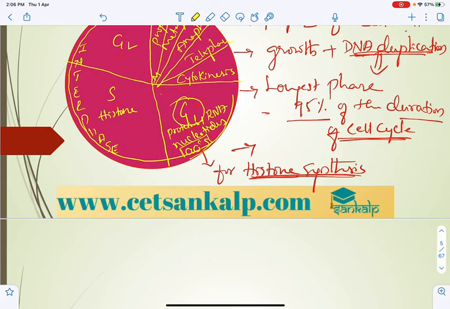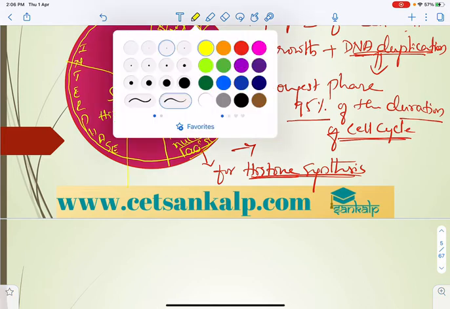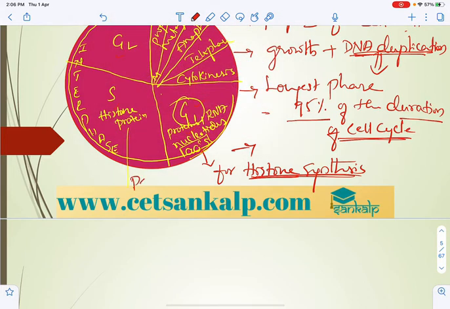So utilizing those raw materials, that is amino acids, lysine and arginine residues will be utilized for the synthesis of histone protein. The role of histone protein is that it helps in the packaging of DNA. So that is what you have to keep in mind. We'll discuss that in molecular biology.